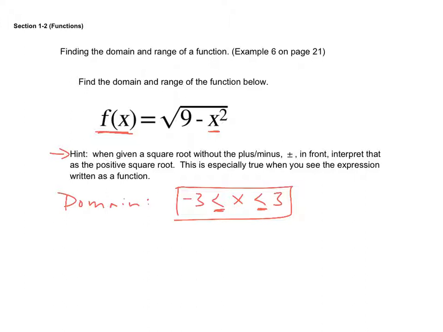So my range here, well, all my possible domain are between 3 and negative 3. So my range is going to be somewhere between the square root of 9 and 0, but only the positives. So my range is going to be 0 less than or equal to y, which is less than or equal to positive 3. And that is my range.